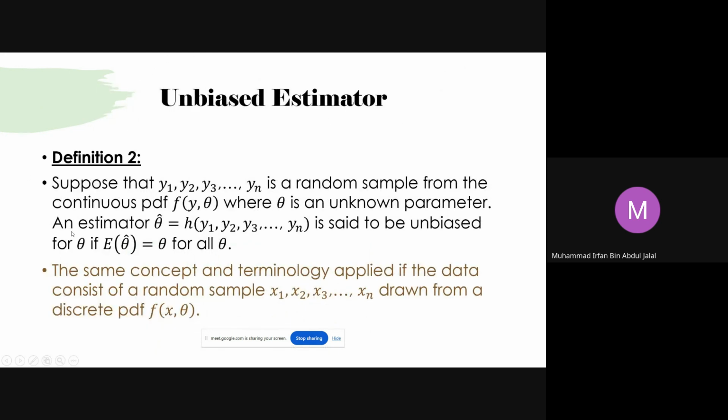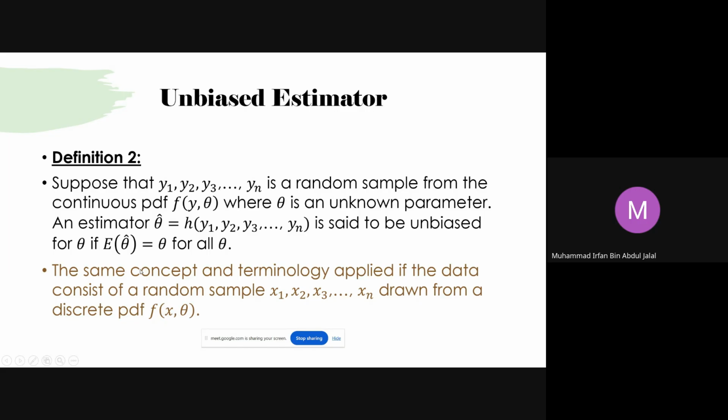So definition 2 is also an important definition. Suppose that the random variables or the data, Y1, Y2, Y3, until Yn, is a random sample from the continuous probability density function f(y; theta). Theta is an unknown parameter, and an estimator of this theta, theta hat, is said to be unbiased for theta if the expectation of theta hat equals theta for all theta, in the long run, on the average.